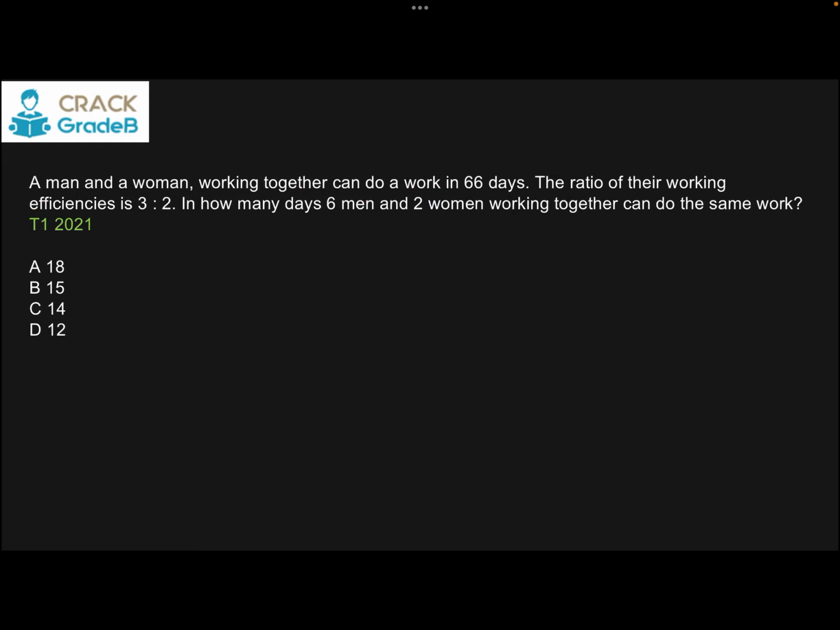Let's see one more. A man and a woman working together can do the work in 66 days. The ratio of their working efficiencies is 3:2. That means you can say if the man does 3 works per day, the woman does 2 works per day. If together they can complete the work in 66 days, together they are doing 5 works per day, and in such a way, if they can finish the work in 66 days, that means the total work is 330 works. That is our total work.